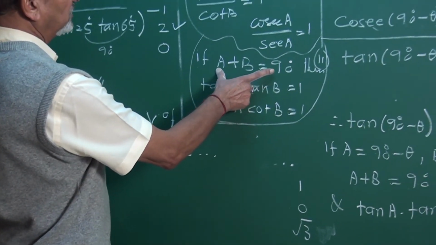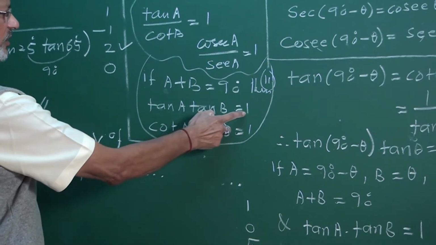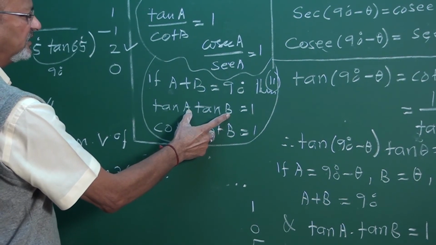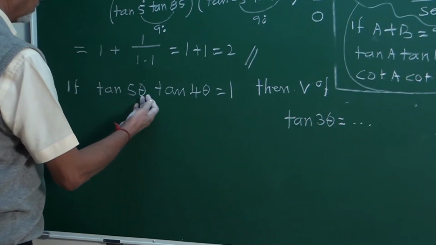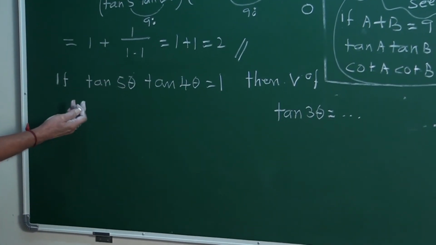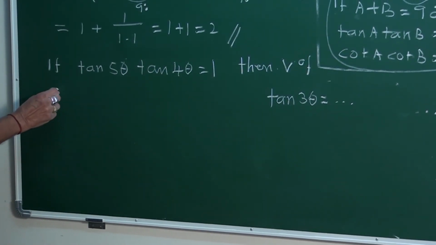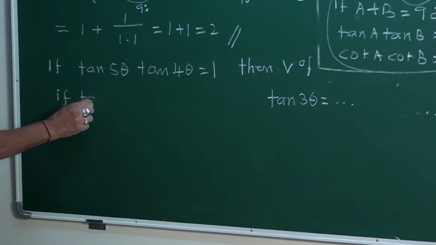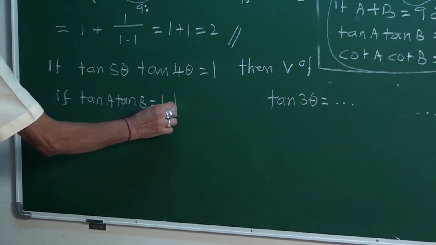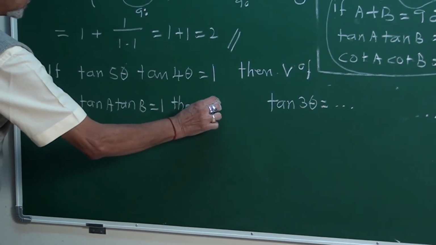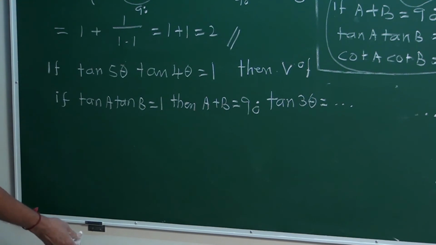See, I told you if a plus b is 90, the product of the tangents is 1. Reverse it. If the product is 1, what is the sum? The sum is 90 degrees. Therefore, my friends, given this, a plus b is 90 degrees. If you want, I can write that result. If tan a into tan b equal to 1, then a plus b is 90 degrees because of this reversing.